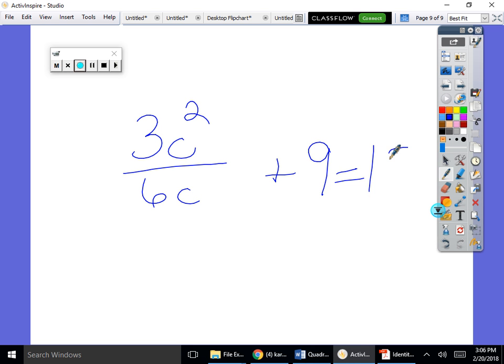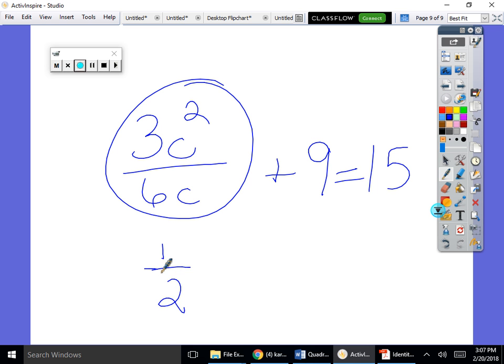So think back to last week. Can I simplify this? Can I make this smaller? Okay, what's one way I can make it smaller? I can make this 1/2, right? Because I can divide each of these by 3, so that's 1 over 2. Now what can I do with the c squared divided by c? It just becomes c. Everyone okay with that? If you don't see that, please let me know. Everyone okay? All right. So plus 9 equals 15.